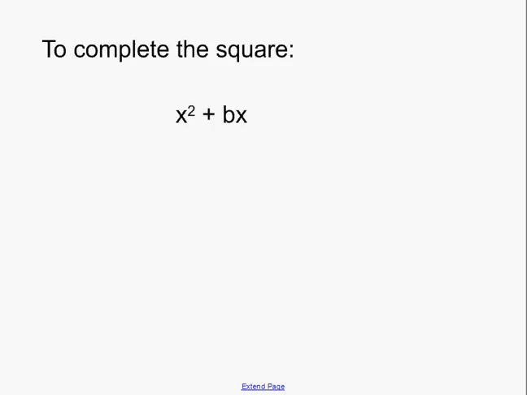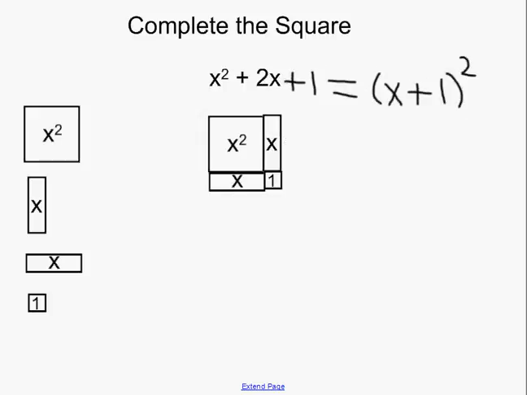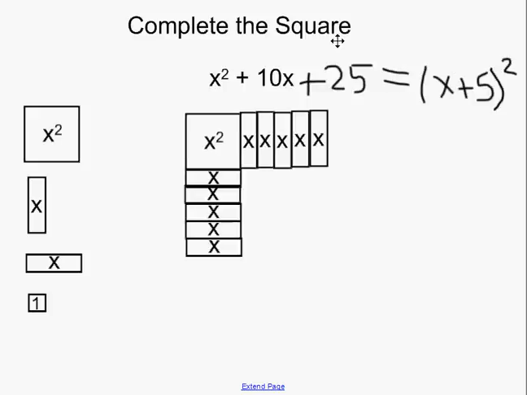Okay, so in general, how do we complete the square? We have our x squared plus some value x. What is it that we're adding always? Let's look at the pattern here. When this number was 6, we added 9. When our b value was 2, we added 1. When our b value was 10, we added 25.